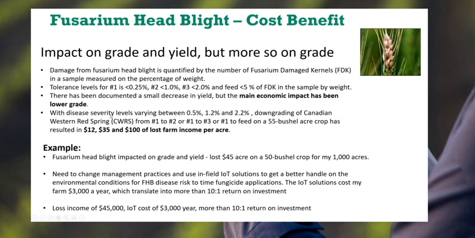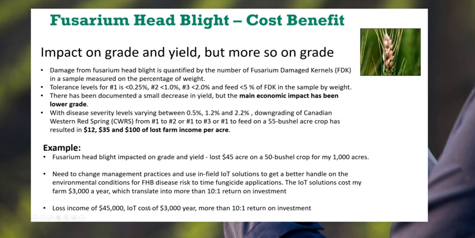So with disease severity levels varying between 0.5, 1.2 and 2.2, downgrading of Canadian Western Red Spring, or CWRS, from 1 to 2 or 1 to 3 or 1 to feed on a 55 bushel per acre crop has shown, and these are actual stats from Western Canada, that it could cost anywhere from $12, $35 to $100 of lost farm income per acre. Quite substantial. So on a 50 bushel crop, if you lost $45 an acre, you're talking about a substantial loss of money, $45,000 income on a 1,000 acre crop.